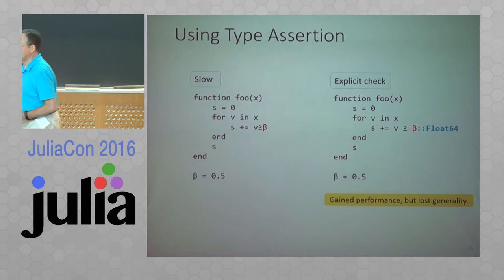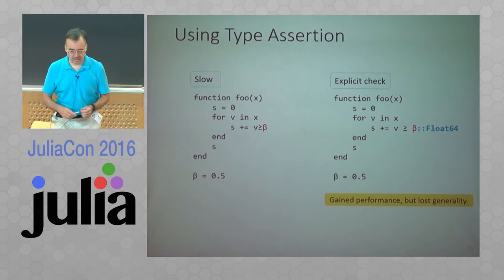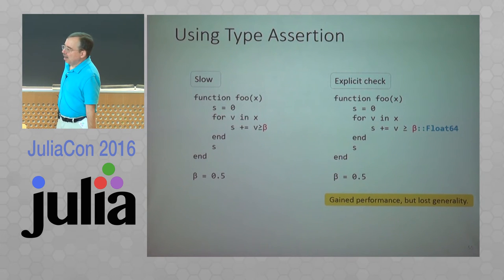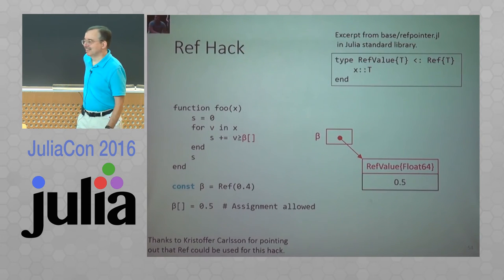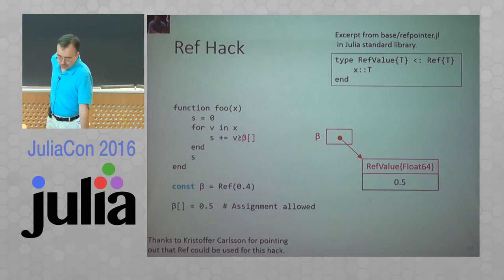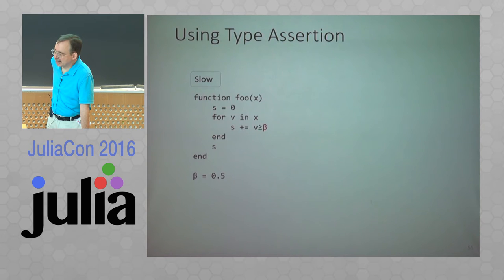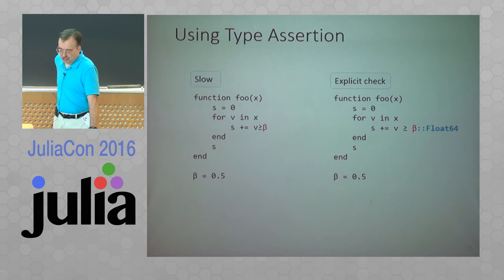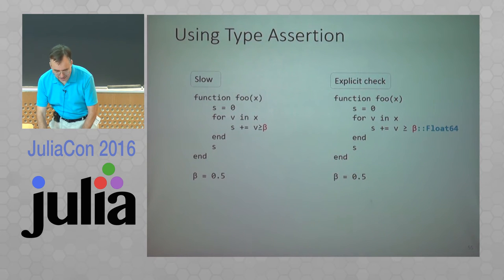Sorry, why doesn't Julia allow specifying that in the global space, like say something like beta, colon, colon, float 64? Oh, I think it's been discussed, but nobody's belled that cow or whatever. Right now there's currently no way to declare that. So if you're in that situation, the best thing is the reference hack. Yeah, but then you have the square brackets everywhere.